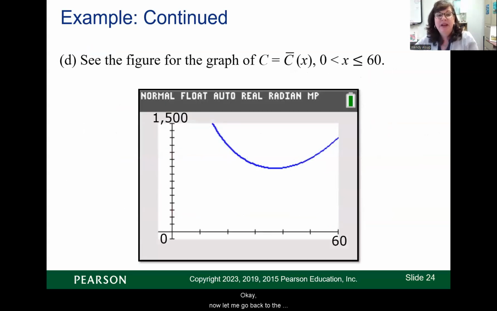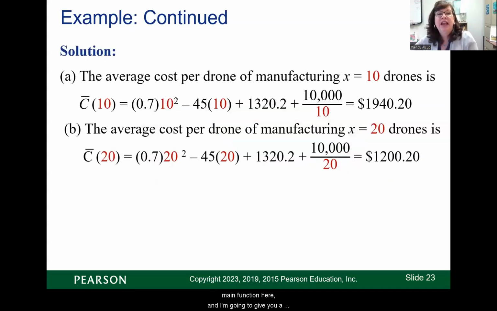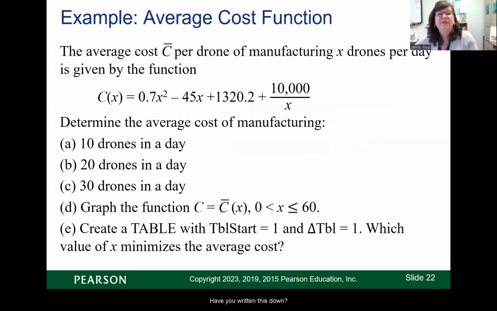Okay. Now, let me go back to the main function here. And I'm going to give you a moment to write it down. Have you written this down? Would you pause me real quick? Write down this function. C of X equals 0.7X squared minus 45X plus 1,320.2 plus 10,000 divided by X. Okay. All right, you've got that written down.